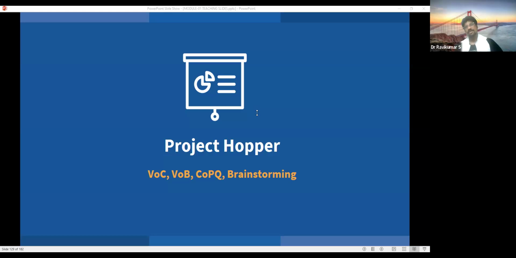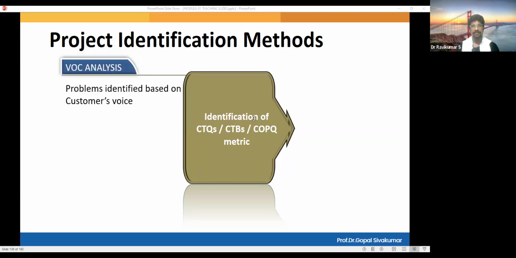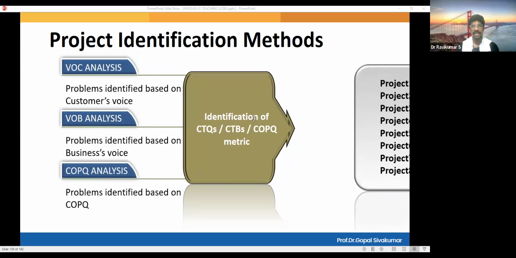What he said is correct. It looks like a funnel. So all the projects which you have collected through UOC, VOB, COPQ, and brainstorming are going to be put into a hopper temporarily, and they are going to be selected. So this is what we have been dealing with: CTQs, critical to quality, critical to business, cost of poor quality. All these things are converted into a metric, and that metric gives you a very good idea whether there is a problem or not. So this is what we have already seen.